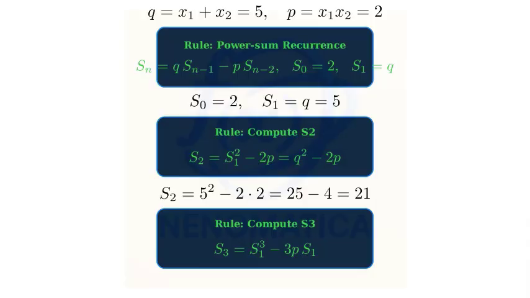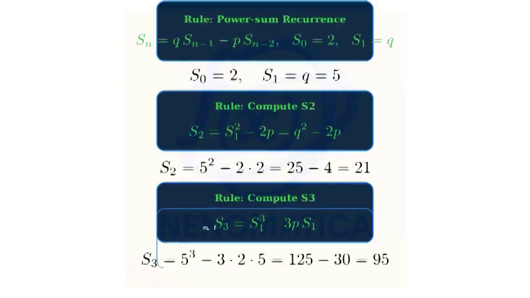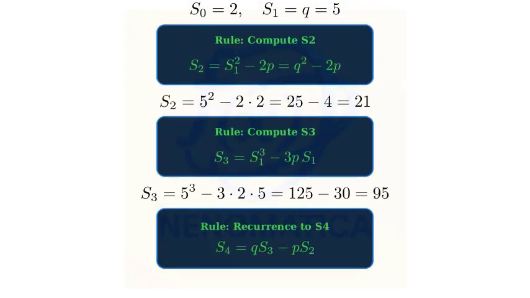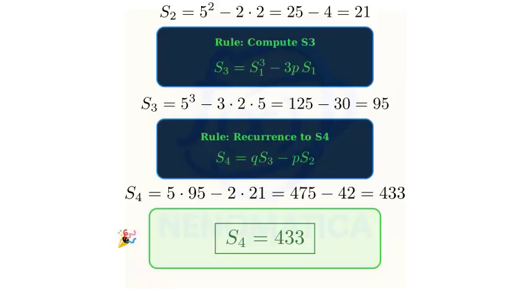The identity is S3 equals S1 cubed minus 3ps1. Plugging the values gives S3 equals 125 minus 30 equals 95. Step 5. Now use the recurrence to reach S4. S4 equals q times S3 minus p times S2. That is 5 times 95 minus 2 times 21, which equals 475 minus 42, giving 433. Therefore, the final value is S4 equals 433.